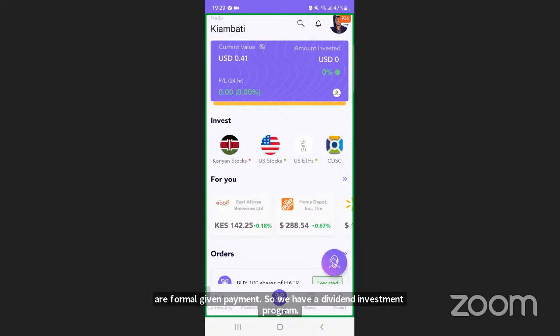Someone is asking about the different wallets. I think that's where I'm going after CDSC. I'll explain the different wallets. Sasa, the guy who had asked about the ETFs, I've sent the link.